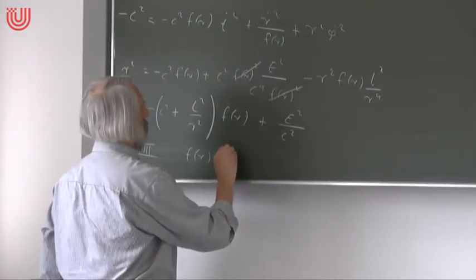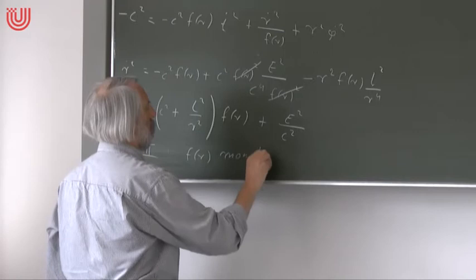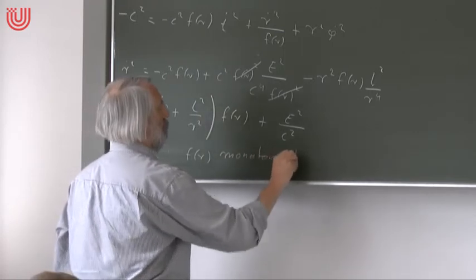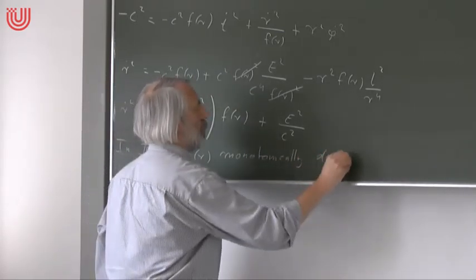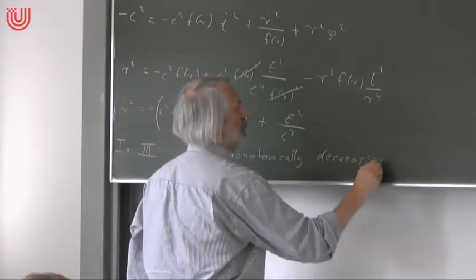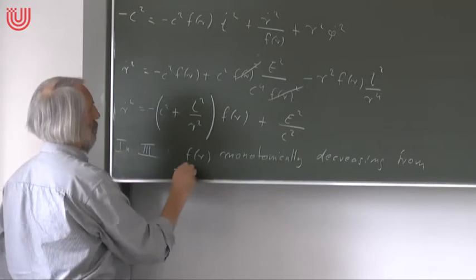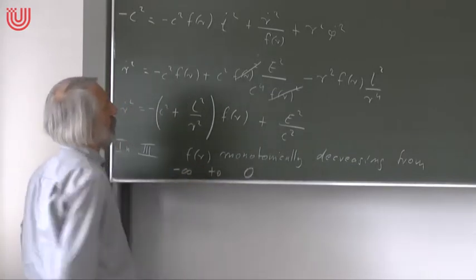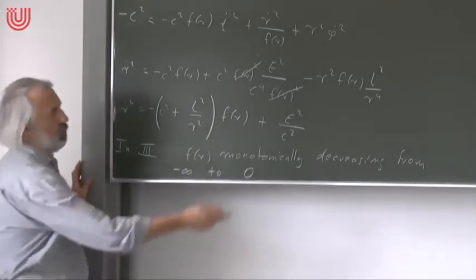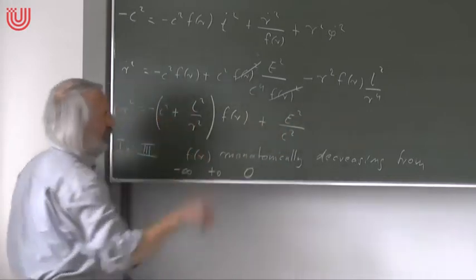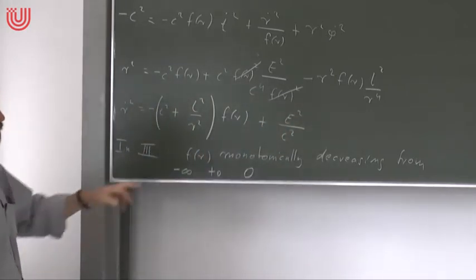F of R monotonically decreasing from minus infinity to 0. Okay, now my constant of motion has some value, any value, positive of course.